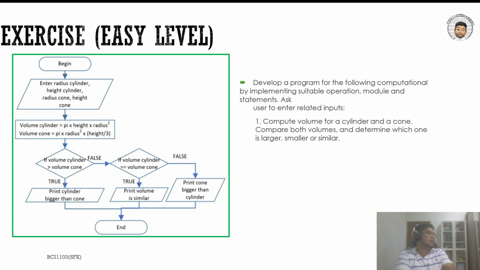Okay, so enter radius of cylinder, enter height of cylinder, enter radius of cone and height of cone. So volume cylinder equals pi times height times radius squared. And then we have volume cone equals pi times radius squared times height divided by 3. Okay, if volume cylinder is more than volume cone, print cylinder bigger than cone. If false, if volume cylinder equals volume of cone, print volume is similar. If another false, print cone bigger than cylinder.